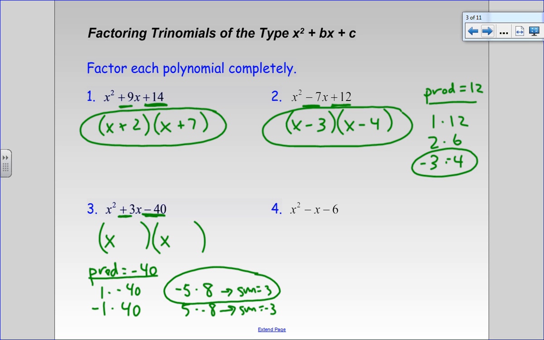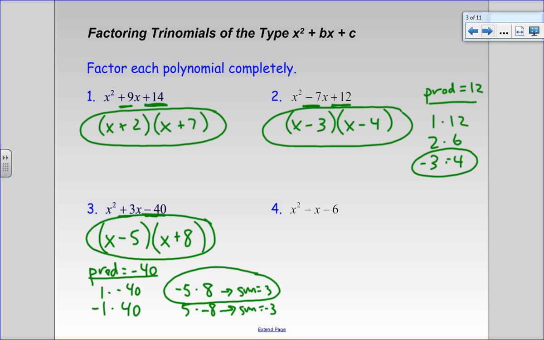But I do want you to notice that switching the location of the negative sign on the factors just results in the sum changing from positive to negative. So that 5 and 8 combination is really the key piece of information. And once we decide that we want to use 5 and 8 as our numbers, we just have to decide which one is negative, which one is positive, based on the fact that we want a sum of positive 3 for that middle term of our trinomial. So x minus 5 times x plus 8 is our answer.